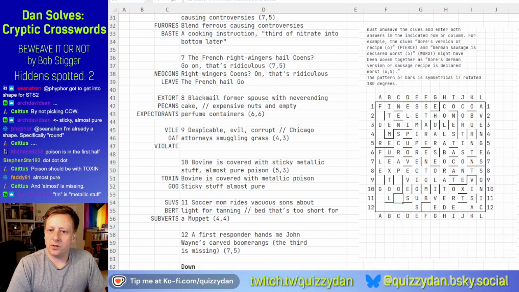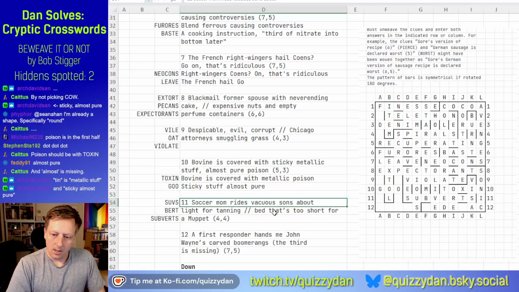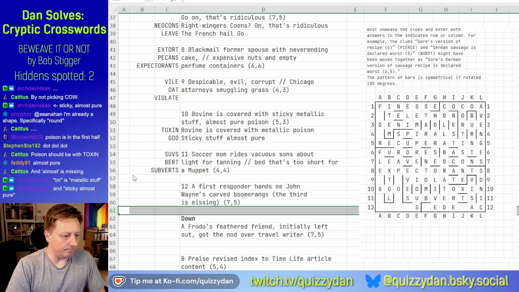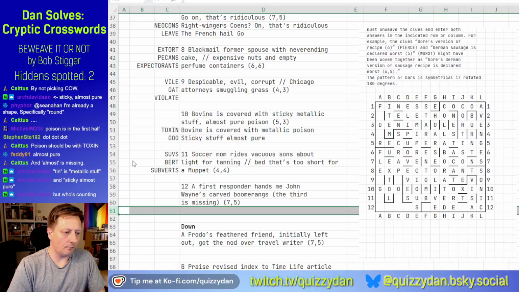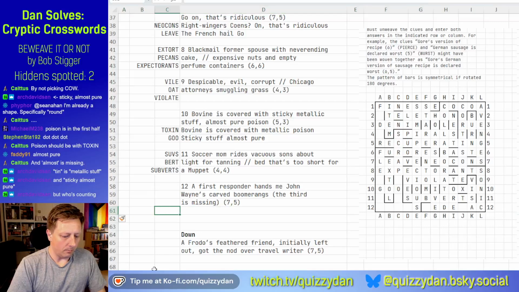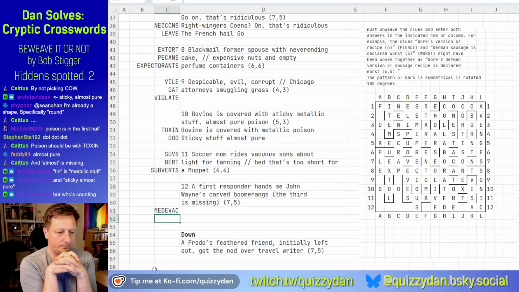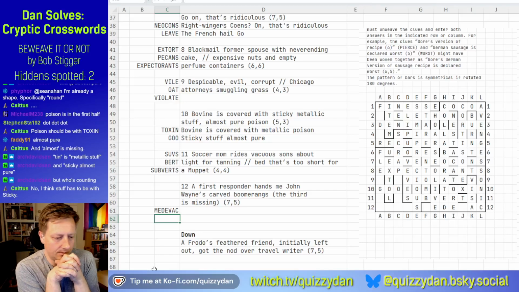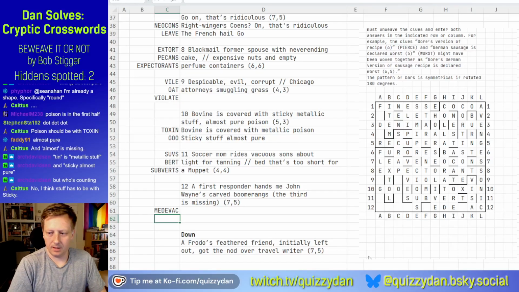11, we have subverts, so I can put them on there and do that. Okay, a first responder, so it's going to be to do with Medivac then. Oops. So we've got Medivac. Don't know what the other half is going to be.